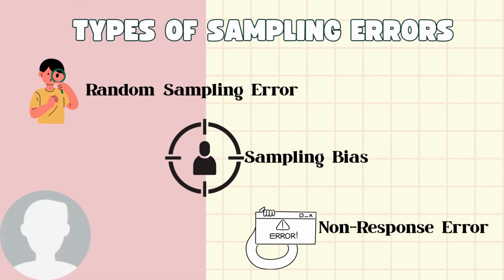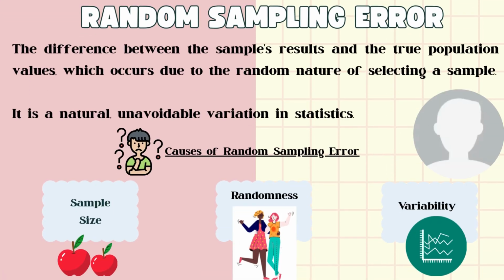We will now look at the types of sampling errors. We will look at random sampling error, sampling bias, and non-response error. Here we will be looking at random sampling error. You might ask, what does that mean?